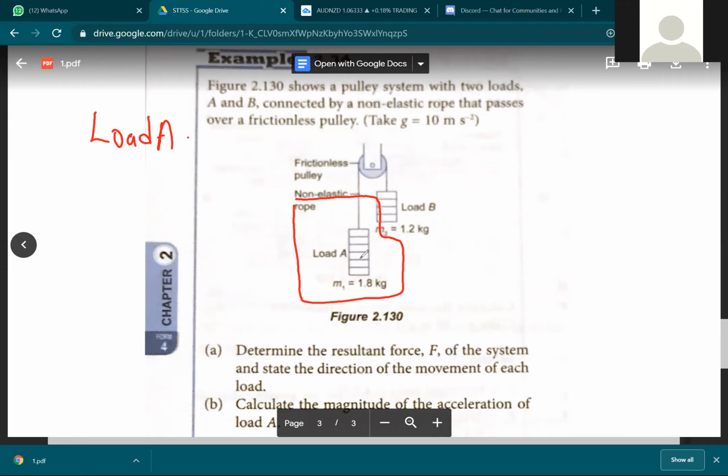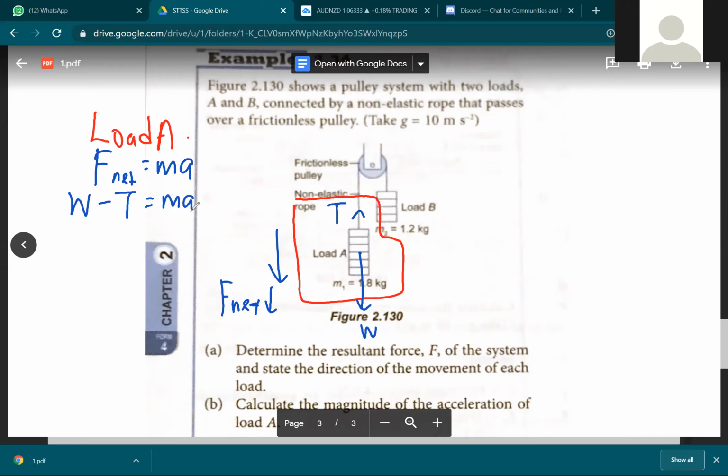Okay, so label the forces, just like just now we did. Label the forces, down, W, tension. Is there any other forces? No, just up, down. Okay, since you know that it is moving down, the F net is down. Start from F equals to MA. So F net is down, right? So meaning that W minus T equals to MA.